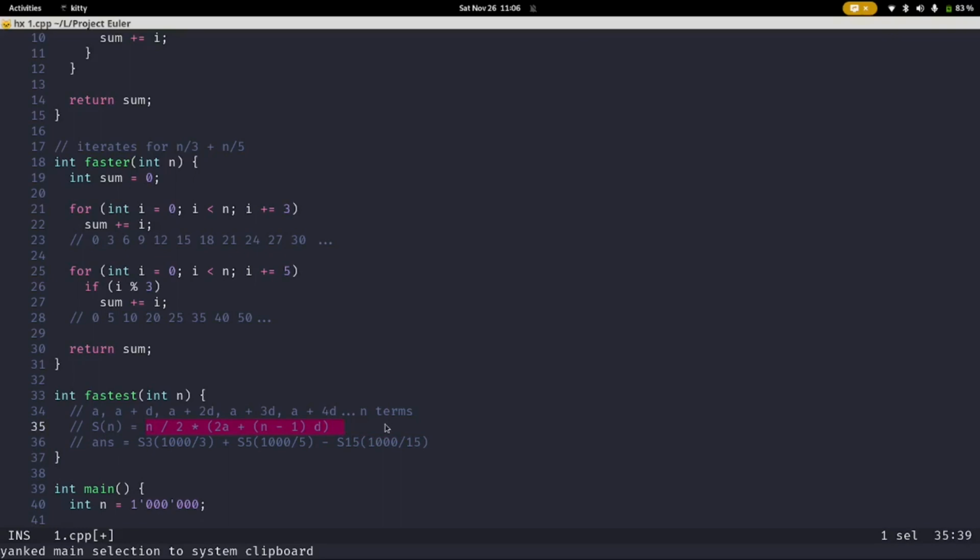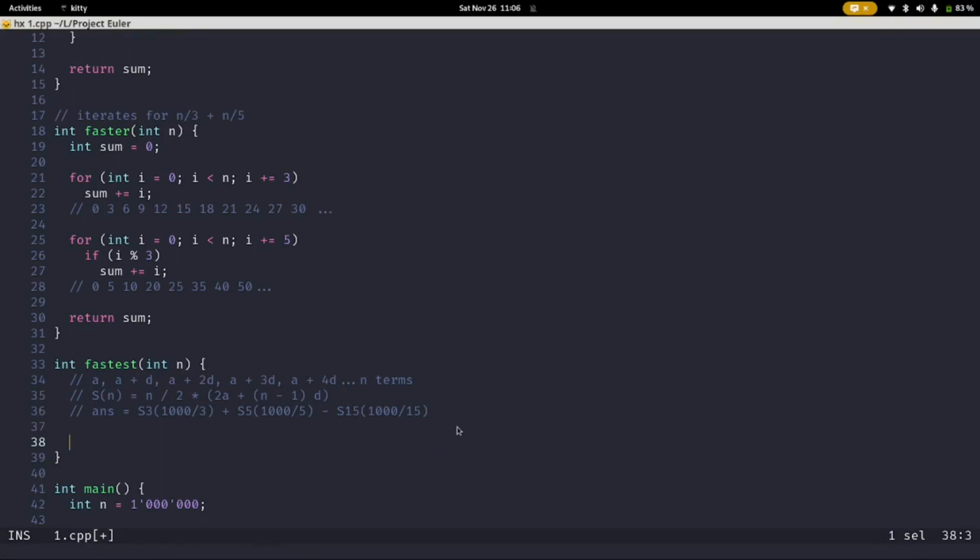Can be evaluated in constant amount of time. So this is O of 1, this is O of 1, and this is O of 1. So if we can calculate the answer without iterating over the number of n, the time taken would not depend on n in those cases.